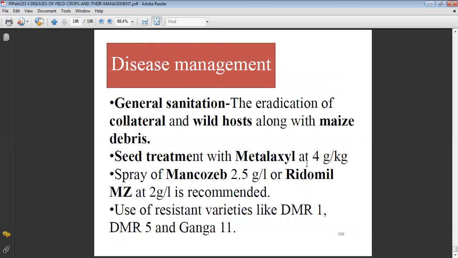Disease management is through sanitation, that is eradication of collateral and wild hosts along with debris, seed treatment with metalaxyl, spray with Mancozeb or Ridomil, and use of resistant varieties DMR 1, DMR 5, and DMR 11.